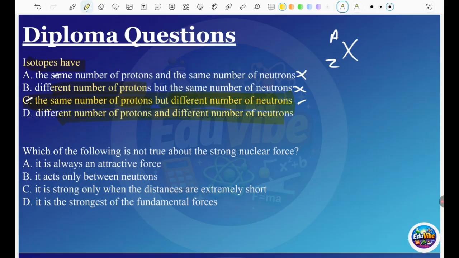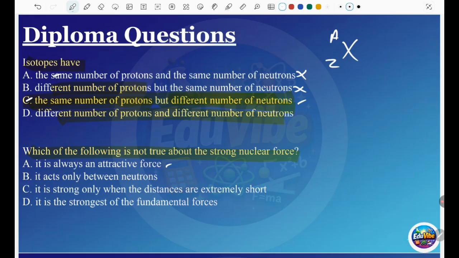Next MCQ: which of the following is not true about the strong nuclear force? The strong nuclear force is a very important thing, and we have to say which is not the right thing, which is not true about it. So the first one, A, says it is always an attractive force. Yes, this is true about it.